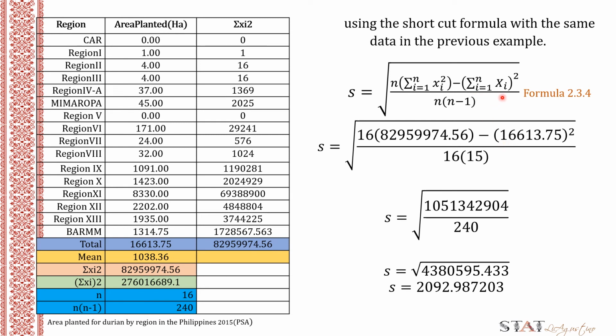the summation of xi. So the total 16,613 squared over 16 times 15. So in the end, we can get the value of 2,992. So it's the same as we have using the formula 2.2.3 in the previous slide.